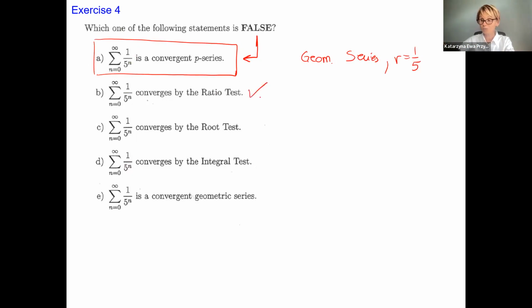Okay, and then it will work, everything will work, but we're looking for the false answer. Yeah, everything will work. That means this will be the correct answer. Yeah, please also think what we're looking for. And you may check the ratio, the root test, the integral test, nice integral. And of course, the geometric one, we know almost right away what is the sum.